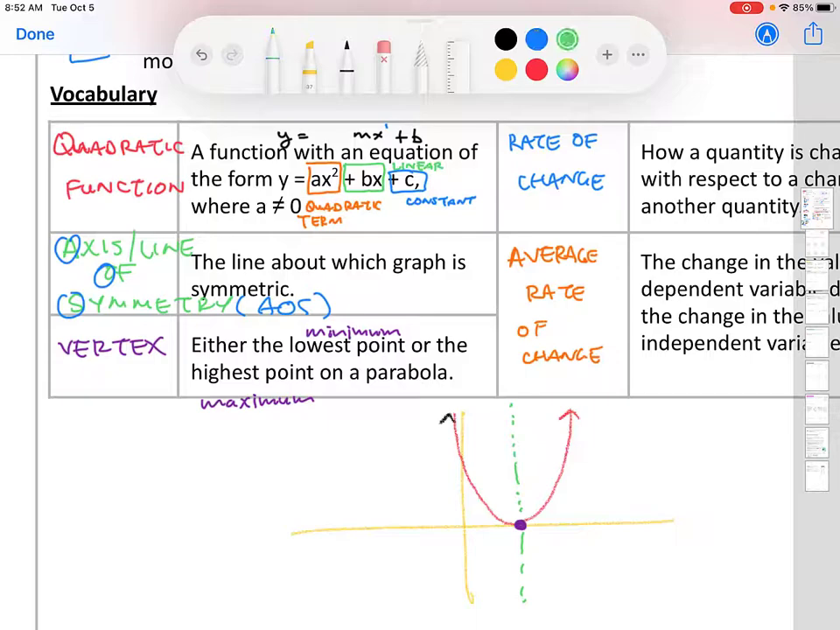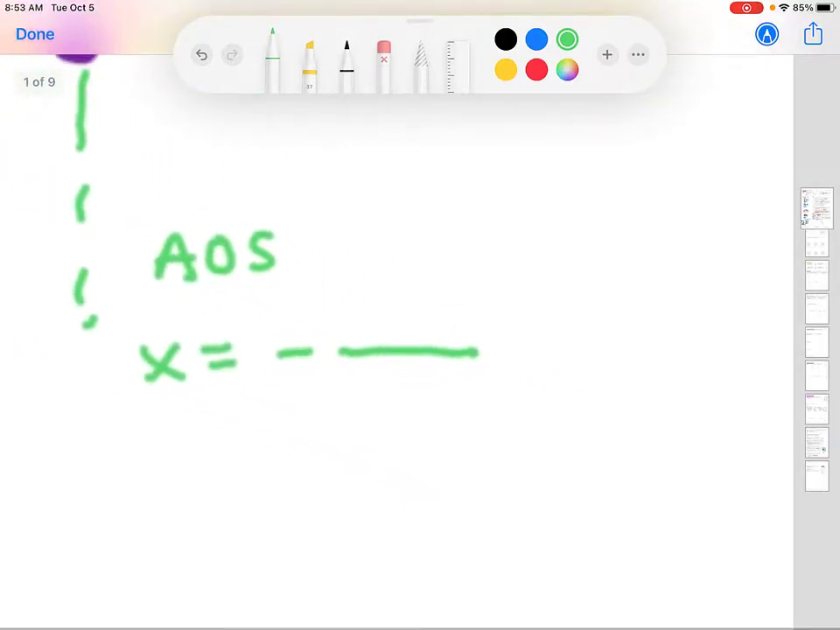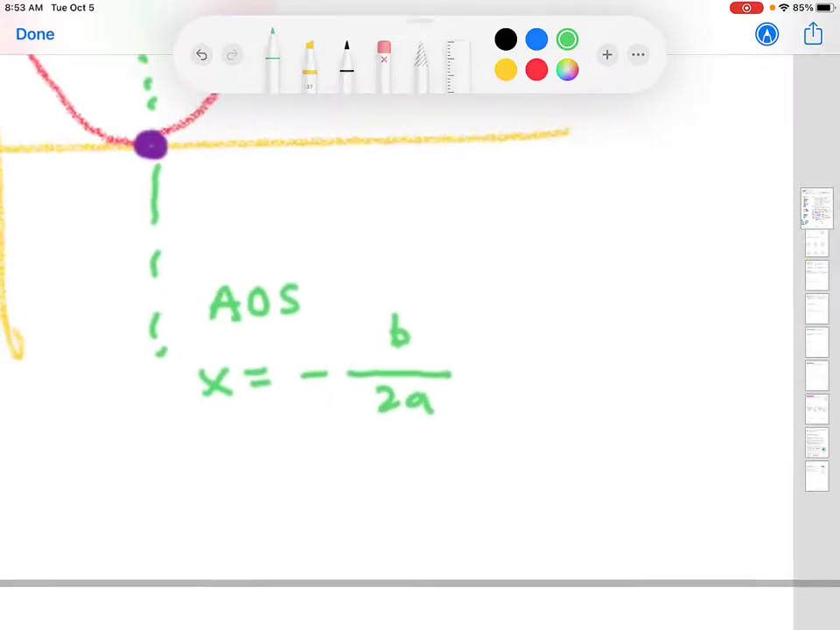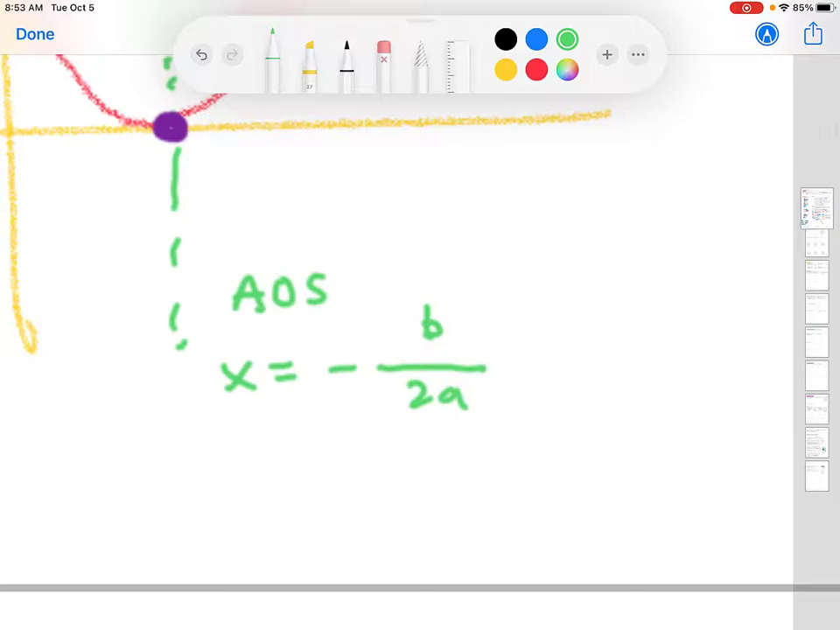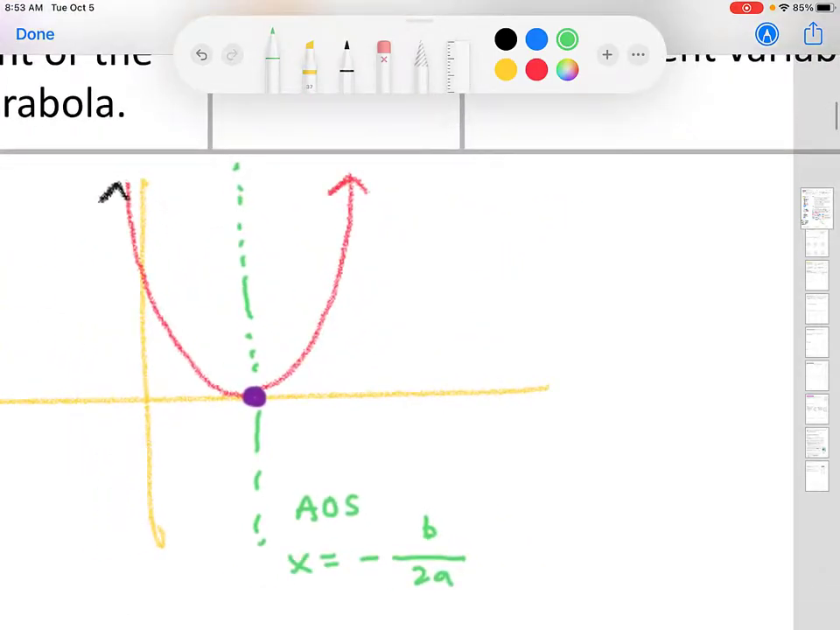Okay, let's use the vocabulary words to get some formulas here. The axis of symmetry, or the line of symmetry, I'm going to call it AOS. The formula is x equals negative, okay, I like to draw my fractions up and down, b over 2a. Sounds like the beginning of a song. x equals negative b all over 2a. I know, you don't like me singing.